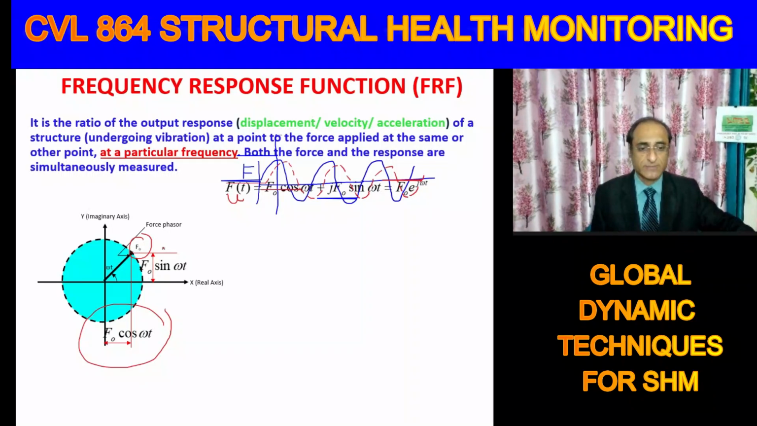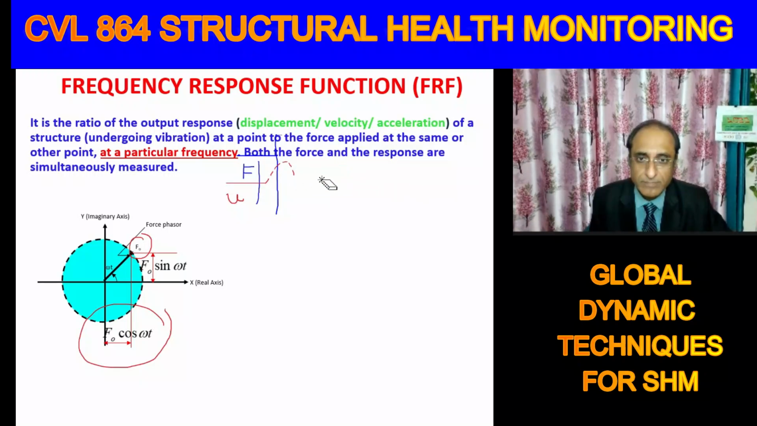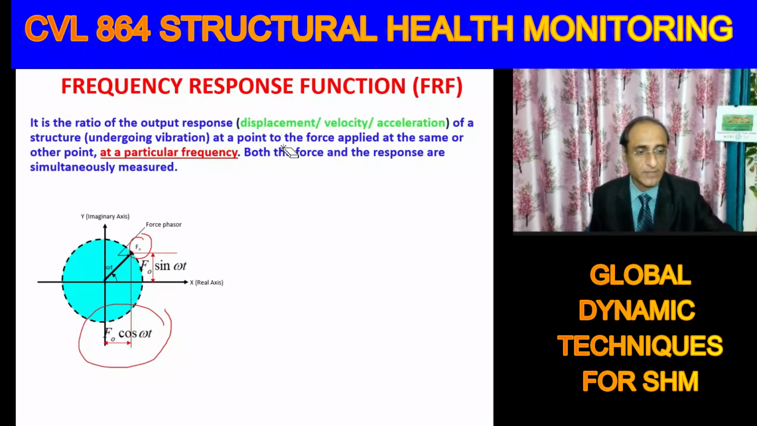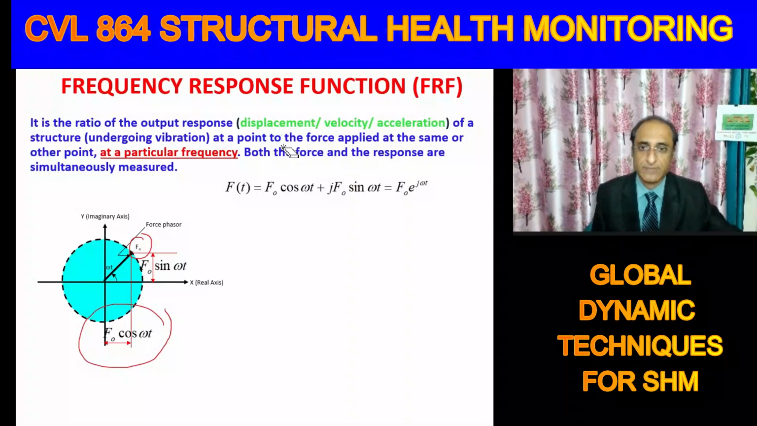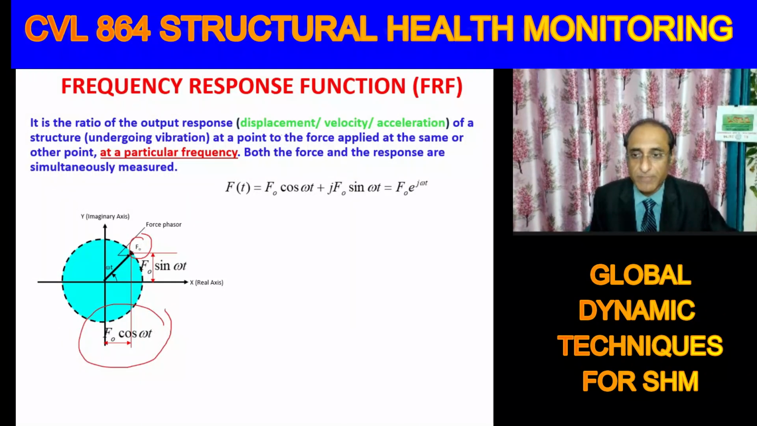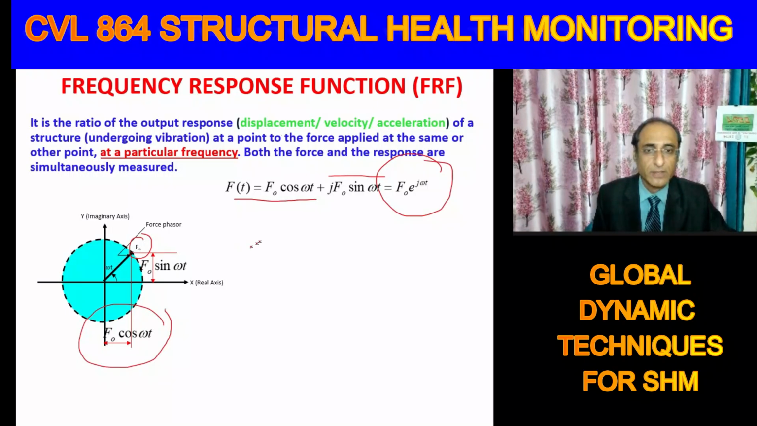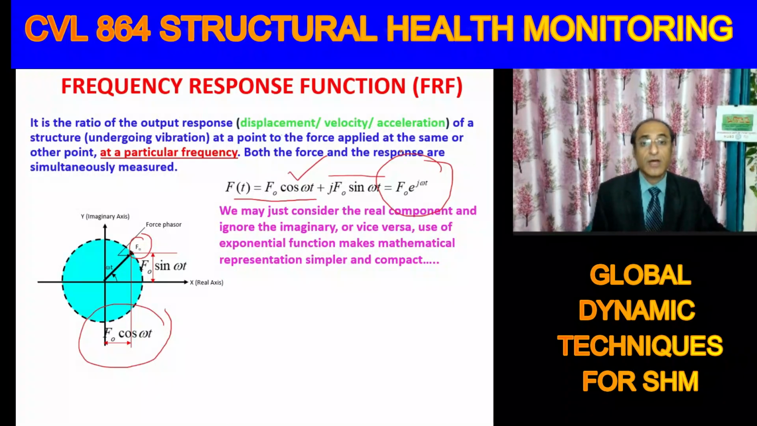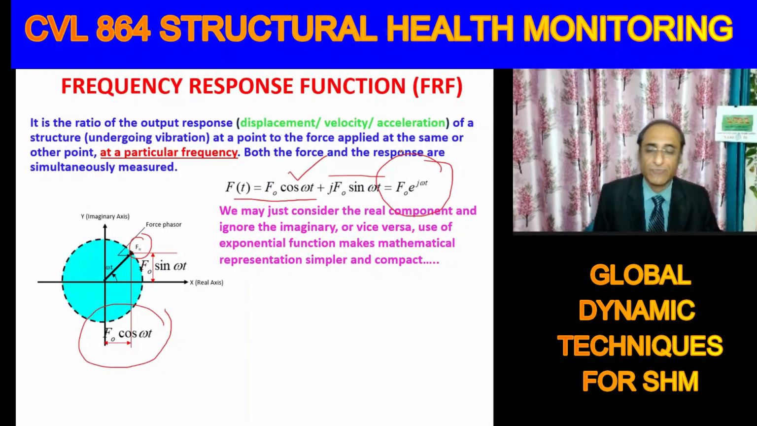We can represent it like this, but let me first erase this part so that you are able to see it clearly. So we can represent the force, the phasor, in complex terms. The advantage of complex terms is that it helps in quick calculations. The force has two components, the real part and the imaginary part, and we are representing it in a very compact form. We say that the real part is the cos component and we are ignoring the imaginary part, or we can do the other way also. Either of the two we can consider and ignore the other one.